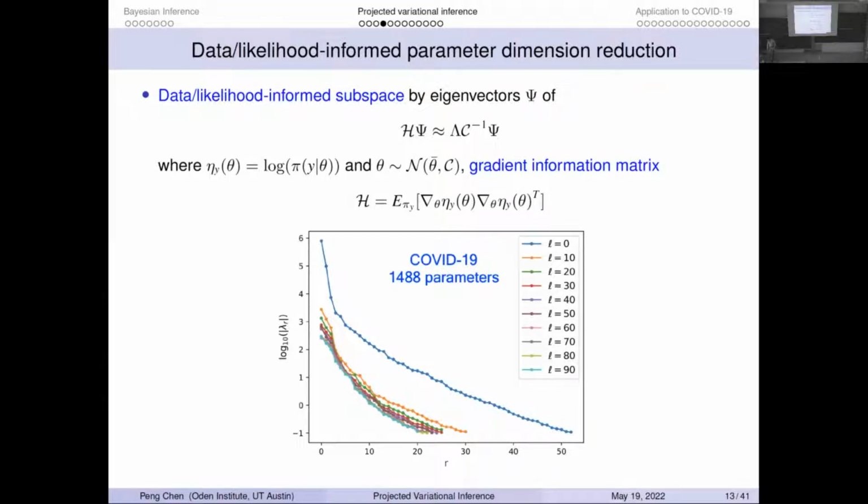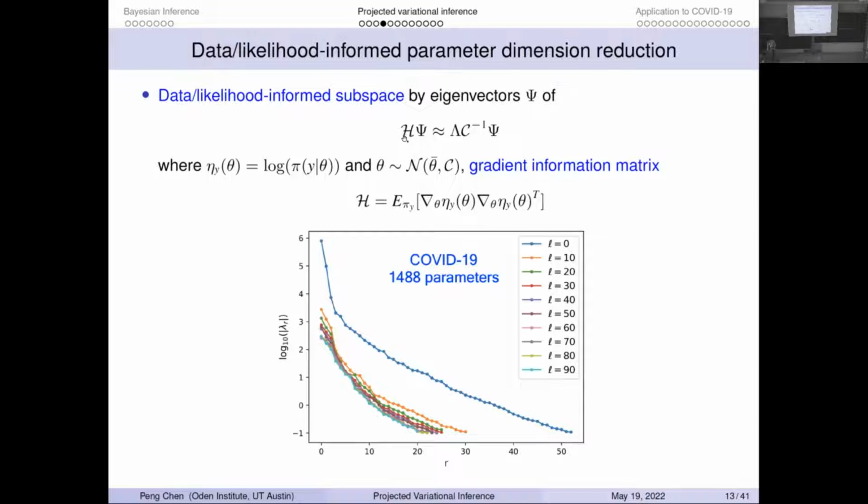So this H can be constructed in different ways, and this is one of the ways. It's given by the expectation with respect to the posterior, and this integrand is the gradient of the log likelihood function times its transpose, in infinite dimensions, for instance. This is the so-called gradient information matrix, and so this includes the data information.